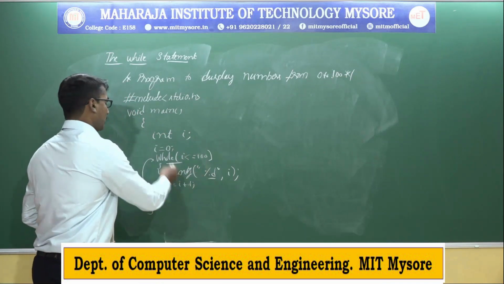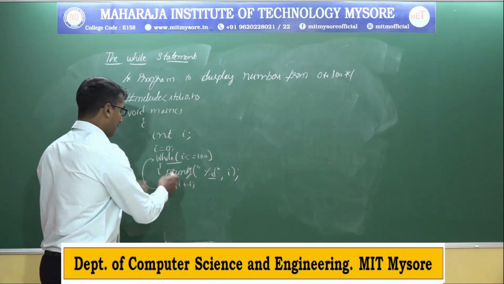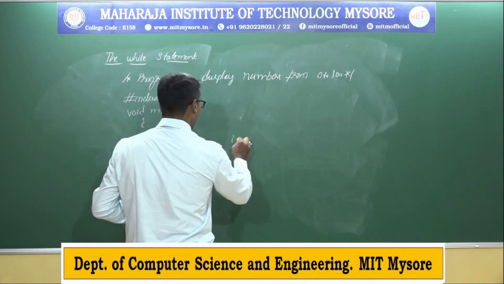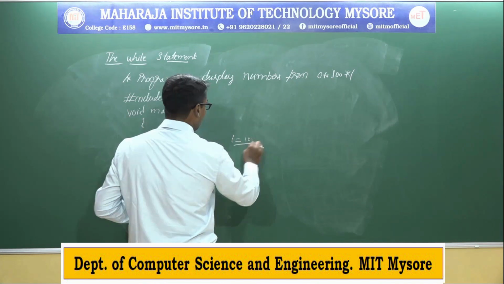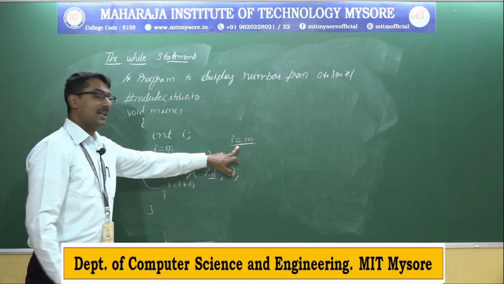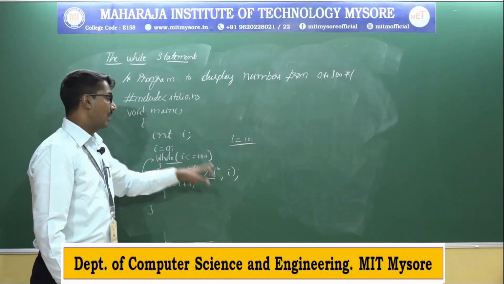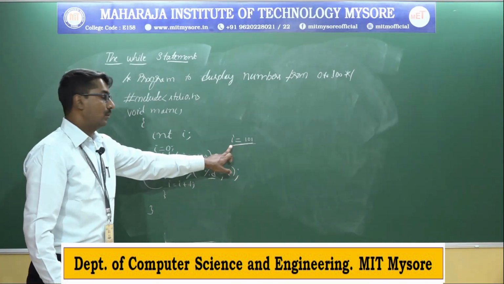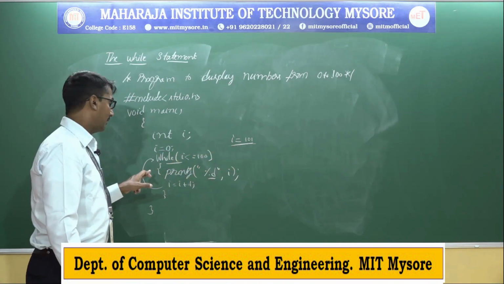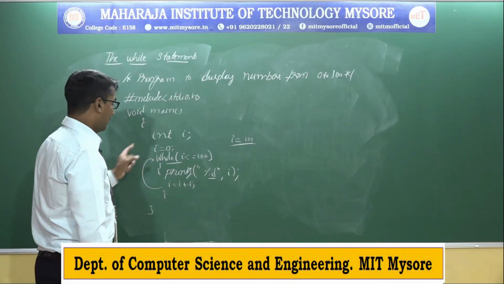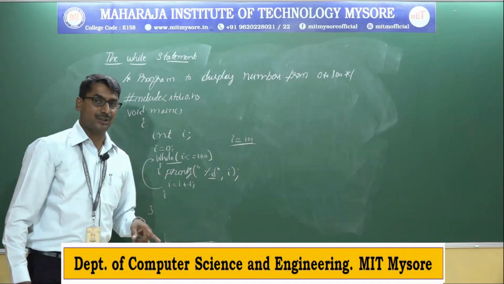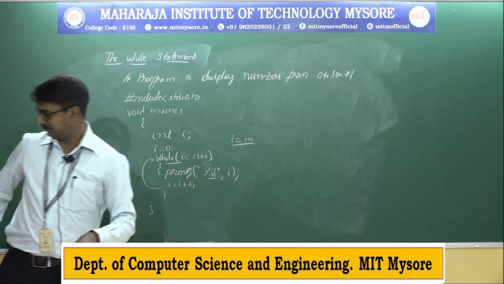Then it goes back to the loop and checks the condition. So this process will iterate until the I value becomes 101. Once the value of I is equal to 101, it will terminate from the loop. Okay, this is the program for displaying the numbers 0 to 100.